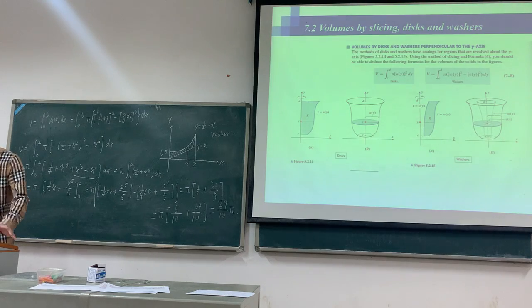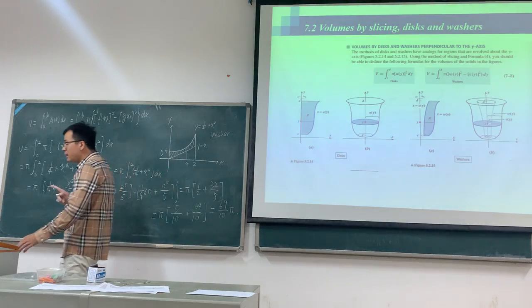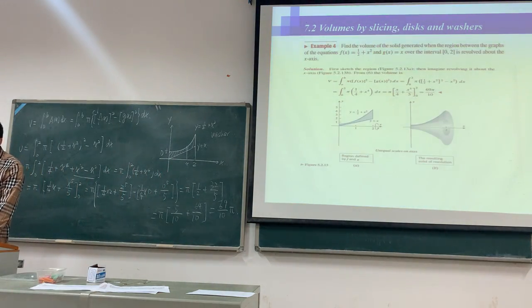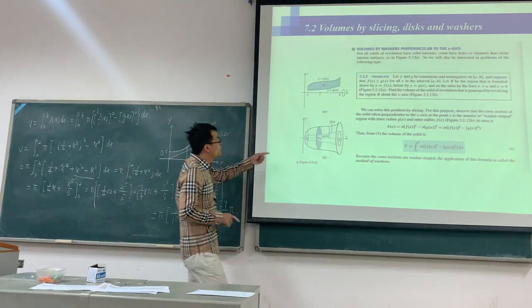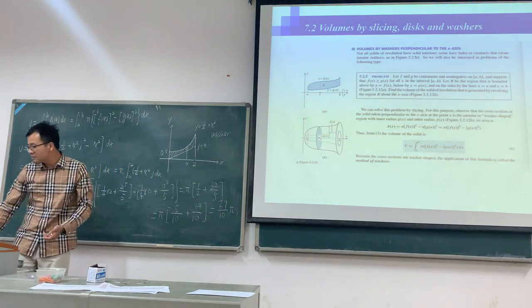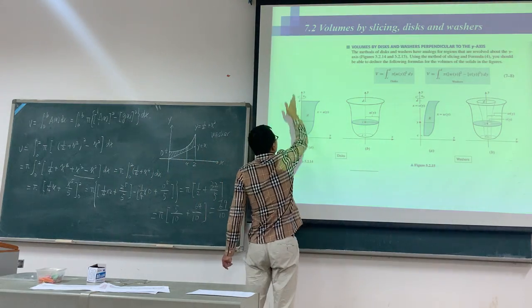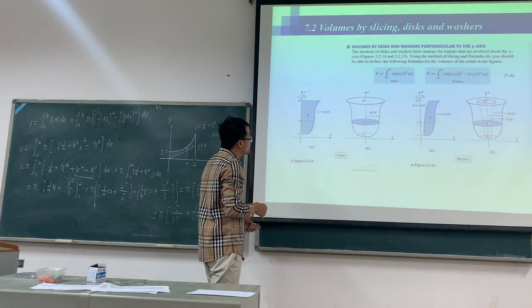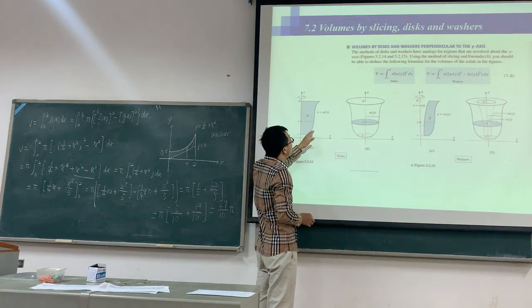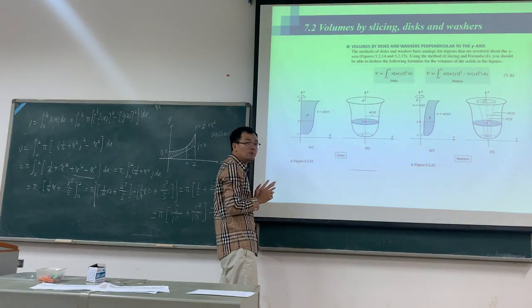And of course, sometimes we have the volume where the cross section is perpendicular to the y-axis. Just now it was perpendicular to the x-axis. Now sometimes we have it by the y-axis, and by the y-axis it's actually the same. We have a curve x equal to u(y), and the region.